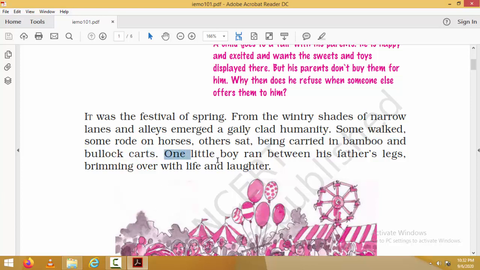One little boy ran between his father's legs, brimming over with life and laughter. Brimming over is nothing but full of happiness, laughing. He was enjoying himself. One little boy ran between his father's legs. When you go to the fair, you could have seen many instances like this. Brimming, full of life, with laughter, he was thoroughly enjoying himself going to the fair.